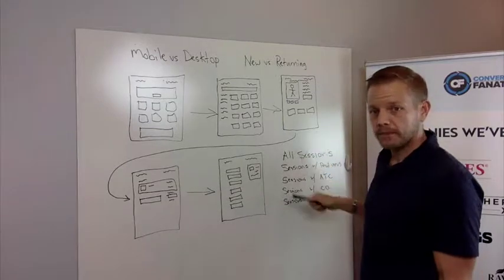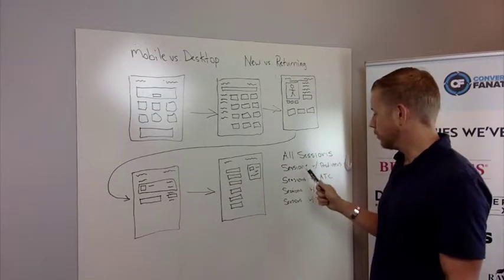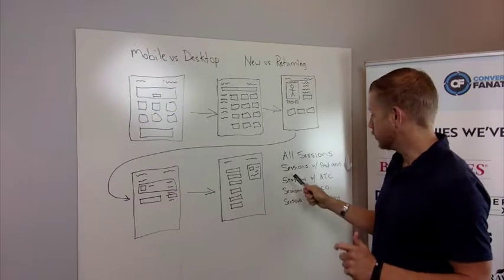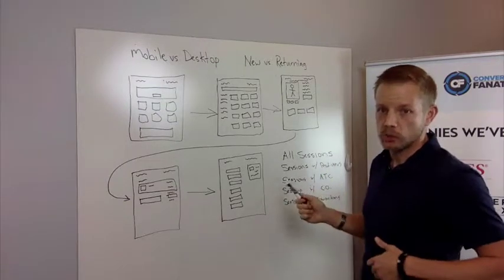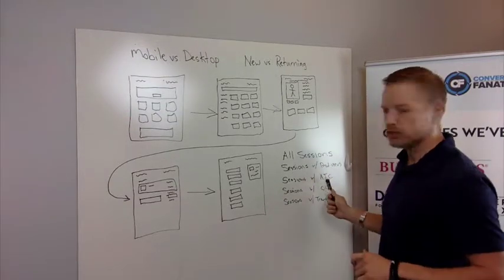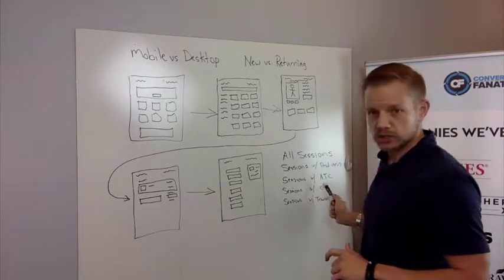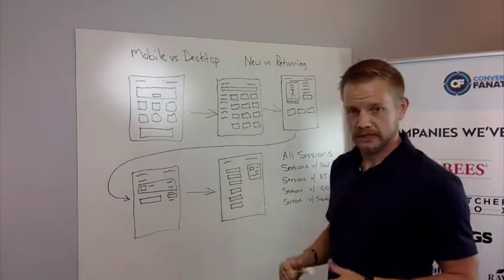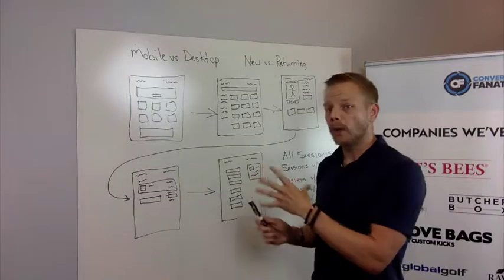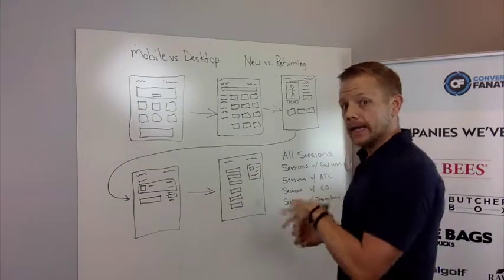You'll be able to see all sessions, and then you'll be able to see the step progression all the way down. So sessions with product views, meaning they viewed an actual product in your store, sessions with add to cart, sessions with checkout, and sessions with actual transactions. So you're going to find out what the key drop-off points are in that process.